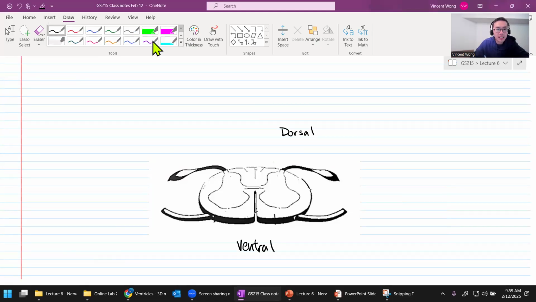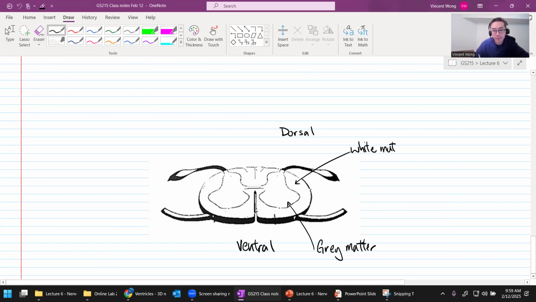The stuff that is in the middle, all this stuff right here, that would be the gray matter. Okay, remember, it's gray matter on the inside for the spinal cord and white matter on the outside. For the brain, it is the other way around.